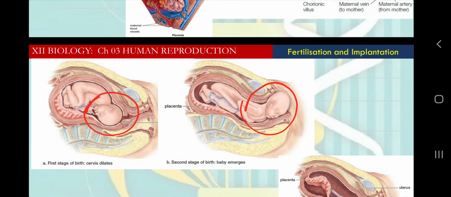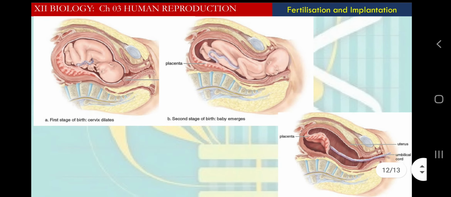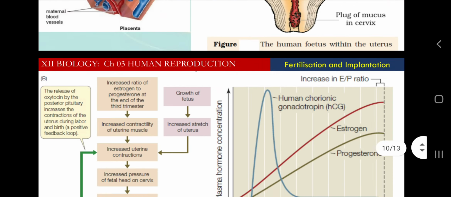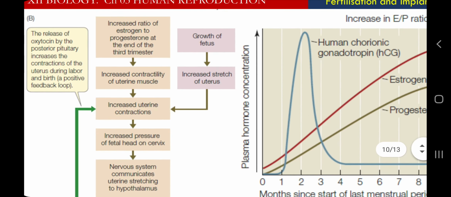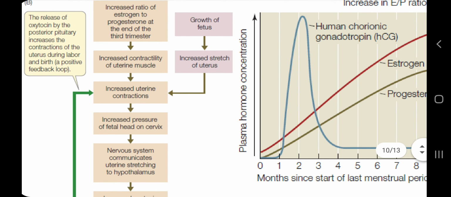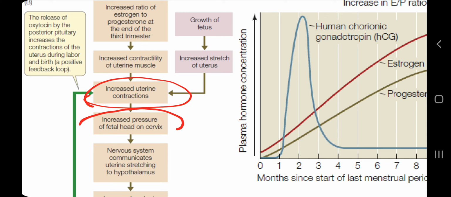So this oxytocin is also responsible for facilitation of childbirth. Okay, so you can read the text and you can refer to this flowchart and diagram also. That will help you to understand the concept better. So, increased uterine contraction. Now you know why we need uterine contractions. Increased pressure on the fetal head or cervix. Okay, you know what a cervix is? The head of the uterus, the initial point of the uterus.